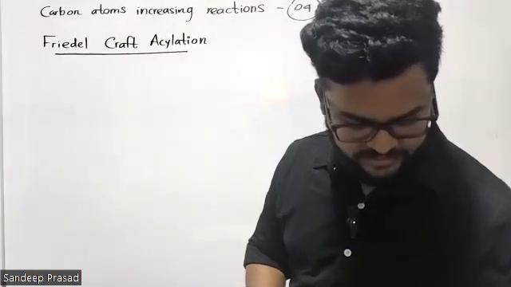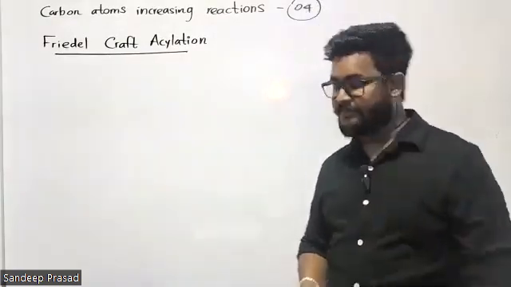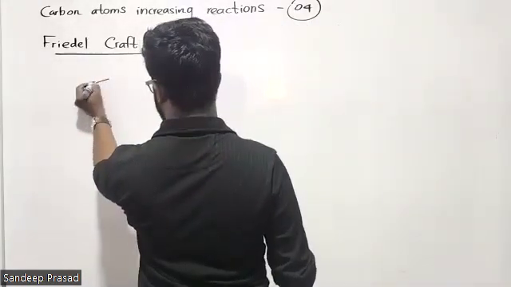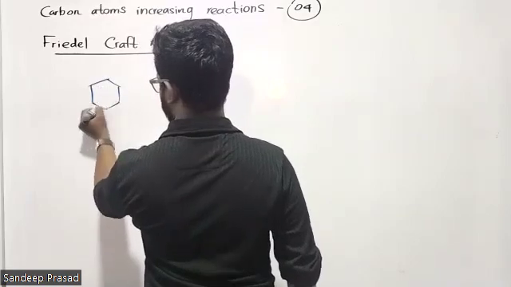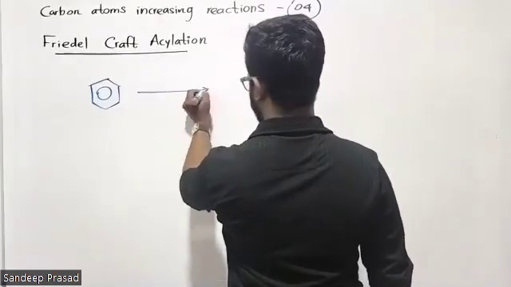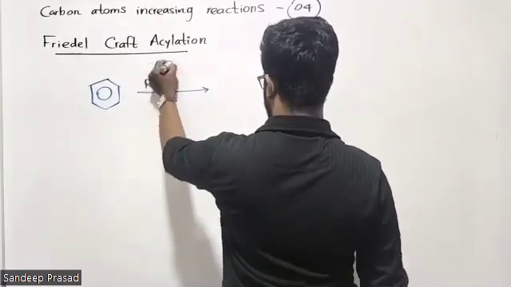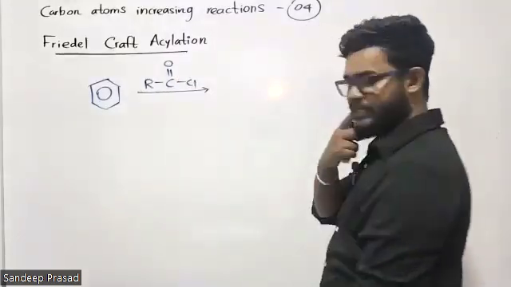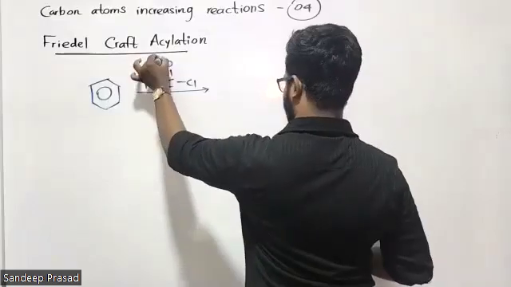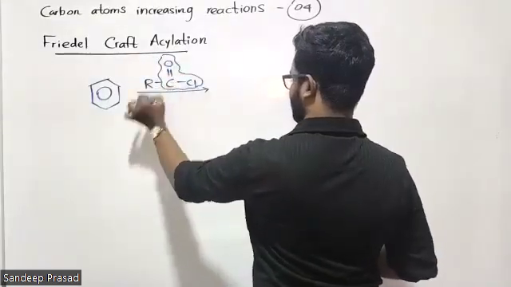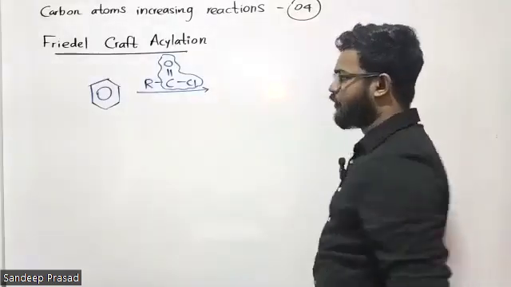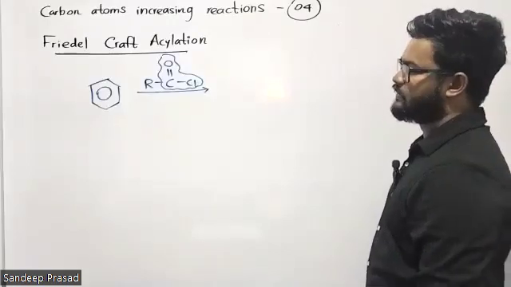Friedel-Crafts acylation means we can consider that when we have a benzene ring in this way, right? So this is the benzene. Here we are going to add an acid halide, RC double bond O Cl. We know that the functional group by which we can identify an acid halide is C double bond O, then Cl, mostly chlorine or bromine. So this is an acid chloride.